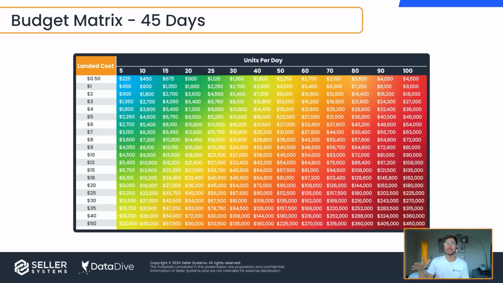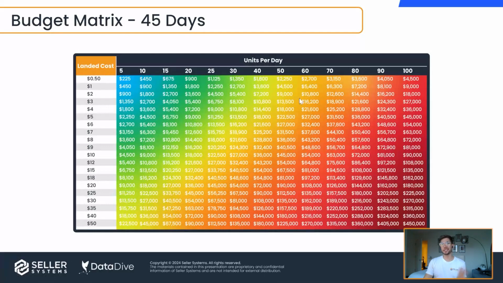You don't need to memorize this. We have all of this built into the tool with our profits tool, but it's basically showing based on how long the product is going to take to arrive at Amazon, and based on your landed cost and the number of units per day that you're selling, it's going to show you what the budget required to launch this product is. So obviously, the more that the landed cost is going to increase and the more units a day that you plan on selling, the higher the budget is going to be required to launch.